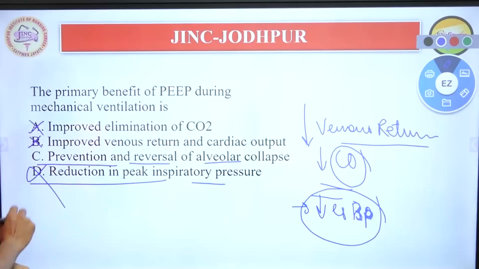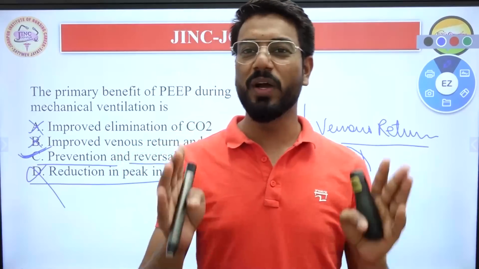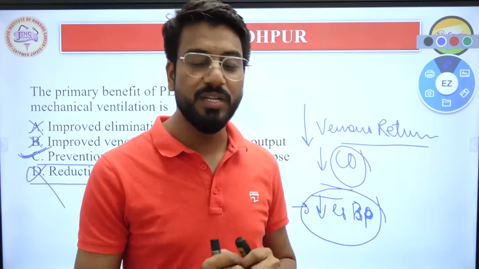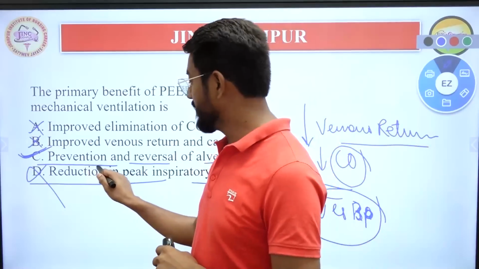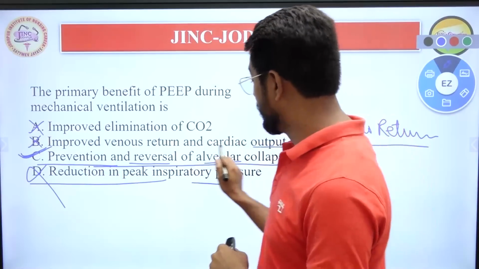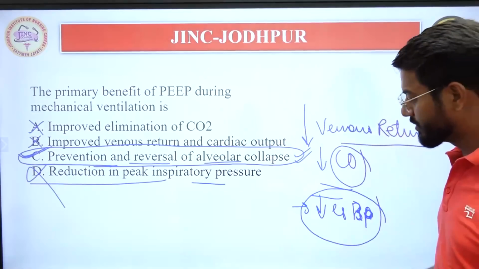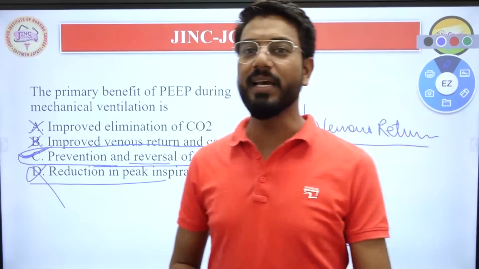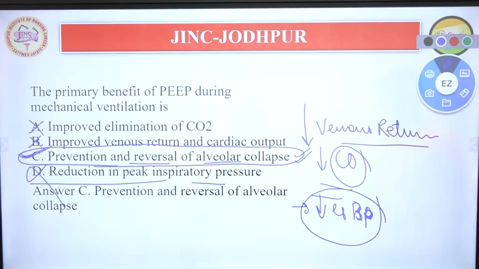So it will not be done by this one. So the right answer is C. The correct answer will be C, prevention and the reversal of alveolar collapse.